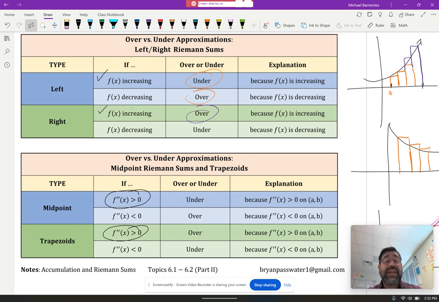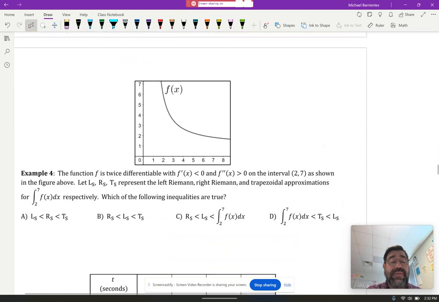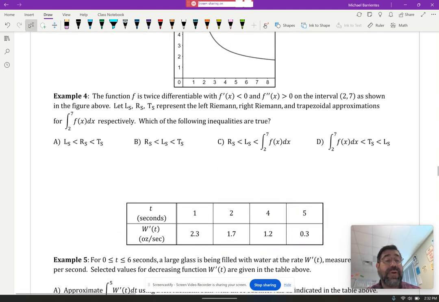If it's a left and a right, we have to consider whether it's increasing or decreasing. Whether it's a midpoint or trapezoid, we consider whether it's concave up or concave down, the second derivative. But if they give you a graph, well, then you can make a sketch and see what's going on. Like example number 4.